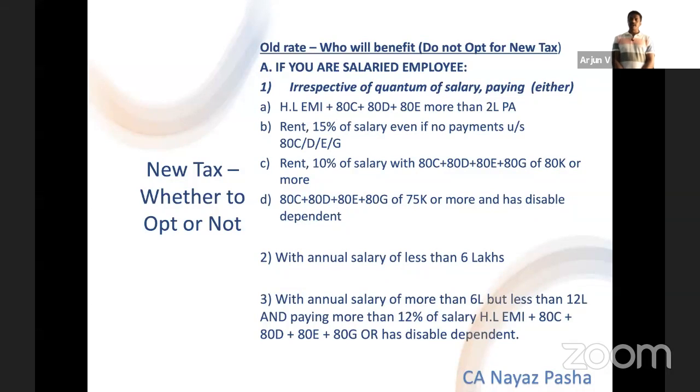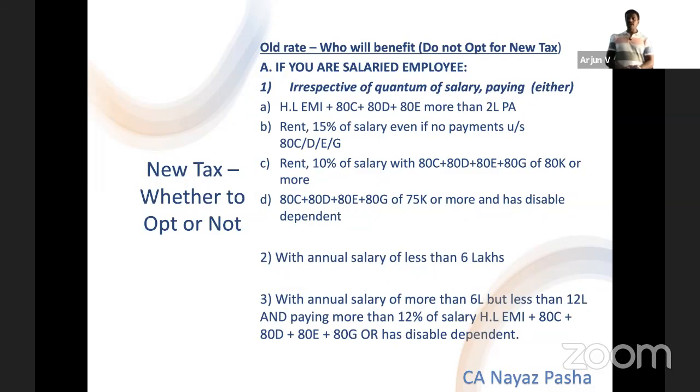For the first one, housing loan EMI, the common sense is that if you have a housing loan, you don't pay rent; you are staying in your own house. Coming to the second part, rent: even if you don't have ATC, ATD, ATE, ATG, nothing, and no housing loan, see what rent you are paying and compare it with your salary. If the rent is more than 15% of salary, stick to the old rate. Do not opt for the new rate. Continue with the old rate.